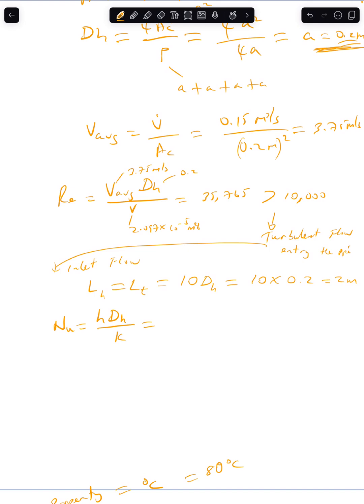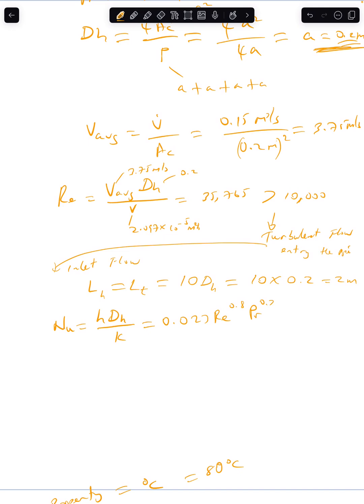And for the selection of the Reynolds number, if you look on the book, we're going to have this condition for that particular flow: 0.023 Reynolds number to the 0.8, Prandtl number to the 0.3.